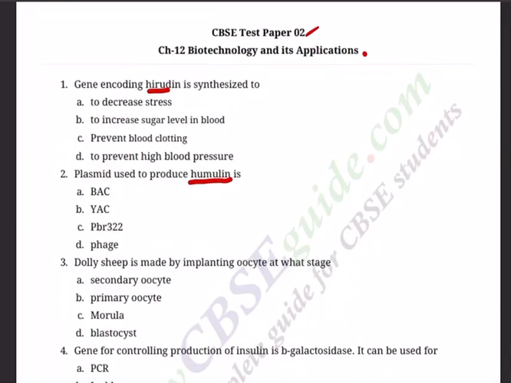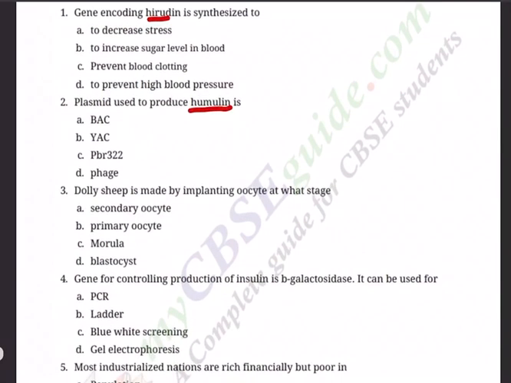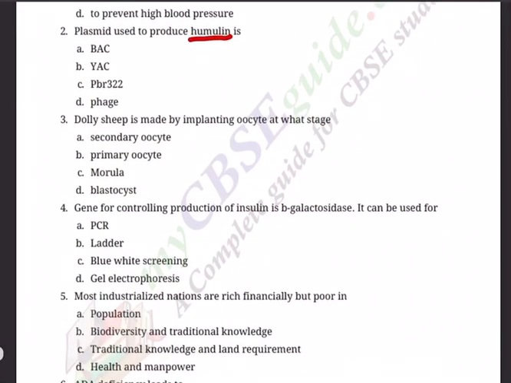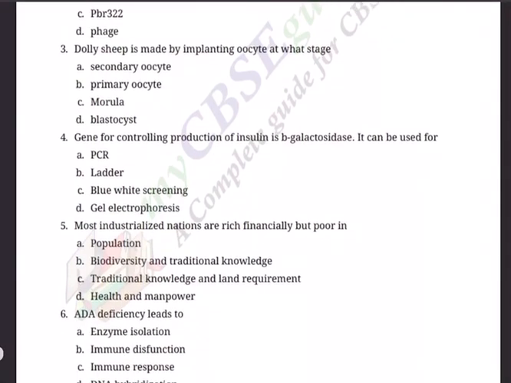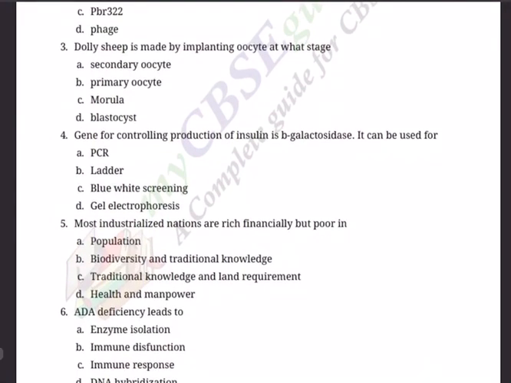So here we go. 1. Gene encoding hirudin is synthesized to A. Decrease stress, B. To increase sugar level in blood, C. Prevent blood clotting, D. To prevent high blood pressure. Question 2. Plasmid used to produce humulin is A. PAC, B. YAC, C. PBR322, D. Phage. Question 3. Dolly sheep is made by implanting oocyte at what stage? A. Secondary oocyte, B. Primary oocyte, C. Morula, D.